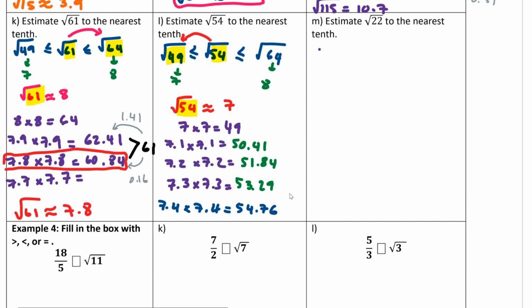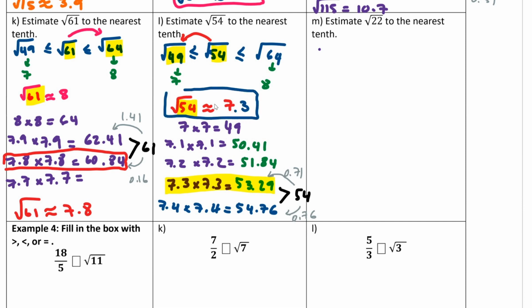So the answer will stay in between these two numbers. So I'm going to do the subtraction. 54 minus 53.29 would be 0.71. 54.76 minus 54 is 0.76. So the closer one is 0.71. So the winner is right here. So the square root of 54 is approximately 7.3. Okay, I ran out of space, so I just added 0.3 to my previous answer.